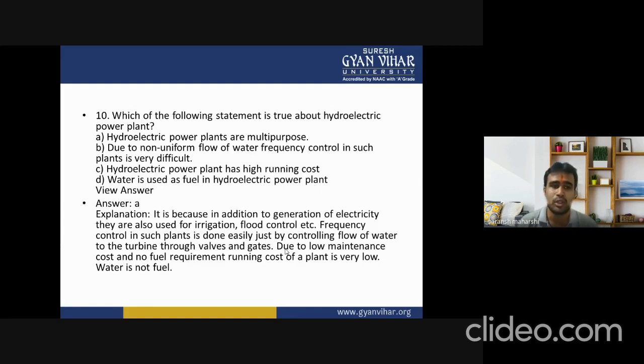So the correct answer is option A, hydroelectric power plants are multipurpose, because in addition to generation of electricity, they are also used for irrigation, flood control, etc. Frequency control in such plants is done easily just by controlling flow of water to the turbine through valves and gates. Due to low maintenance cost and no fuel requirement, running cost of a plant is very low. Water is not a fuel.